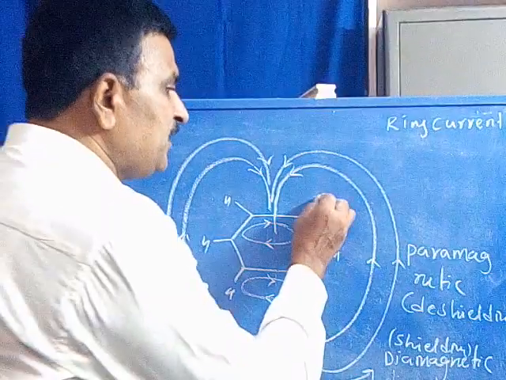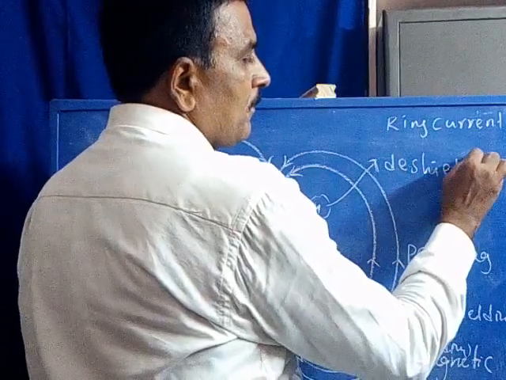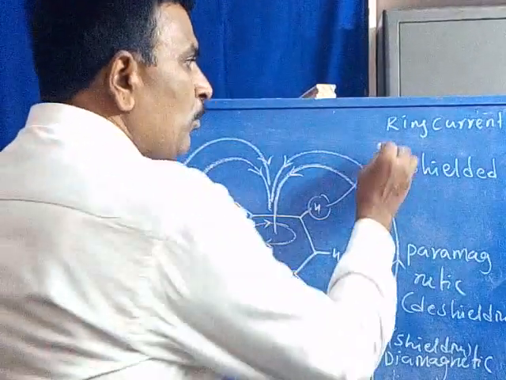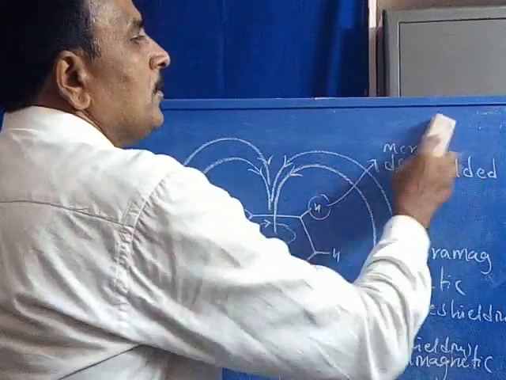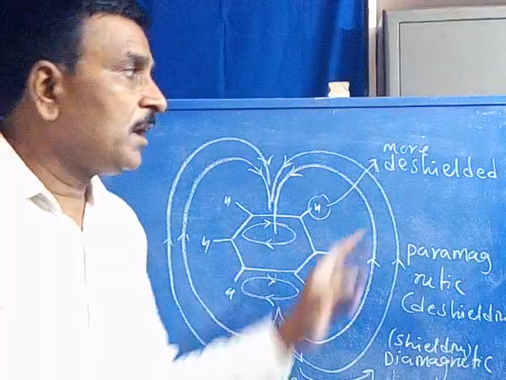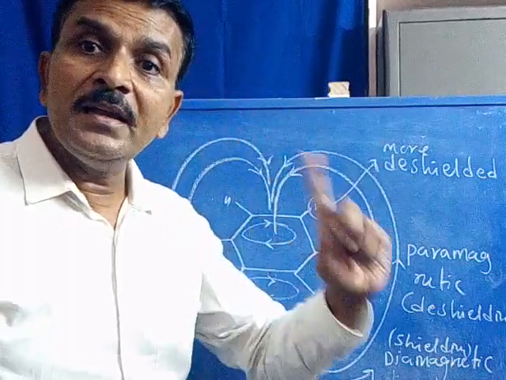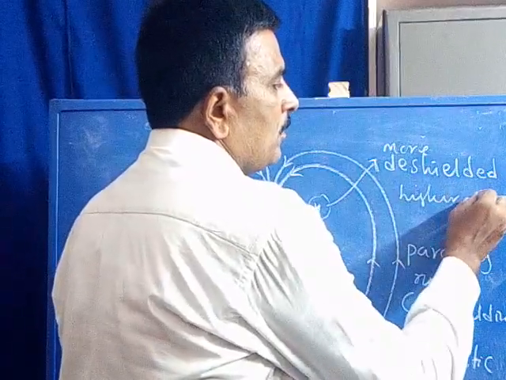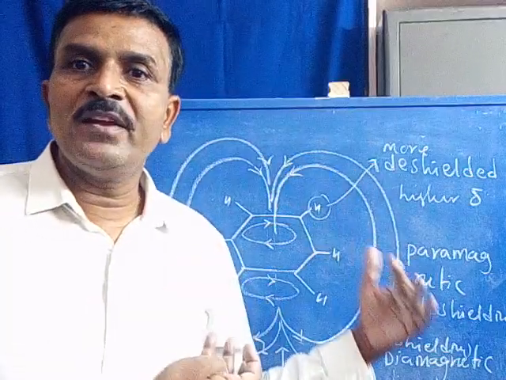The protons of benzene are de-shielded, that is, more de-shielded. So because of the paramagnetic effect, all benzene protons are more de-shielded, and hence the signals appear at higher delta value. Is it clear? So this is about the anisotropic effect of benzene.